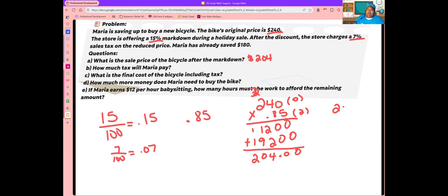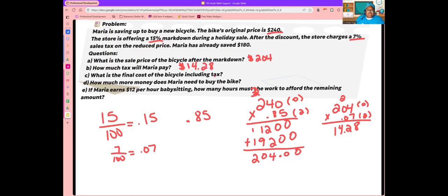So 204 times 7 hundredths. 7 times 4 is 28. Regroup the 2. 7 times 0 is 0, plus 2 is 2. 7 times 2 is 14. That's all going to be 0, so we don't need to actually do that one. But we'll look at the factors. There's 0 decimal places here and 2 decimal places here. So the amount of tax that will be paid will be $14.28.